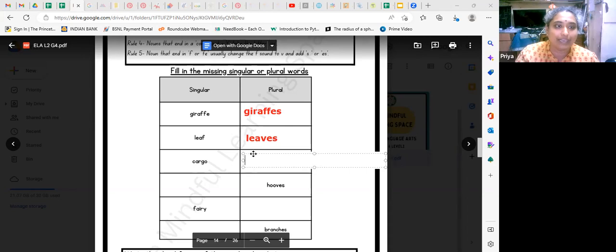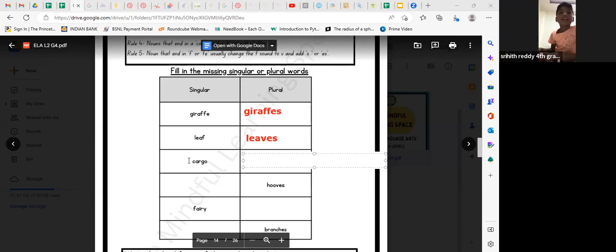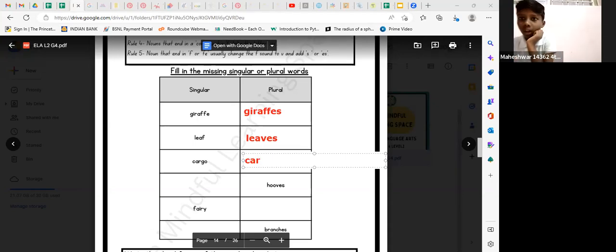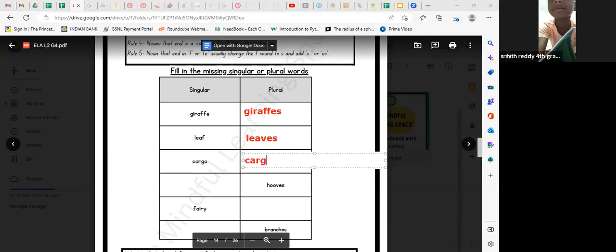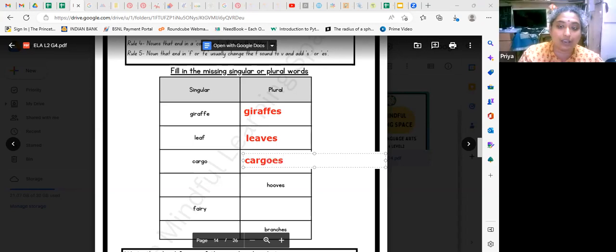Srihit, now you can tell me, Nana. You were telling for grade 3, right? This is grade 4 stuff. You can tell me. For car. Cars. G-O-E-S. The car goes.